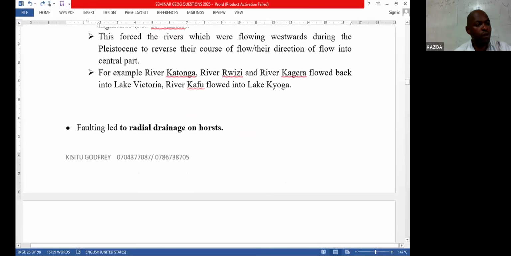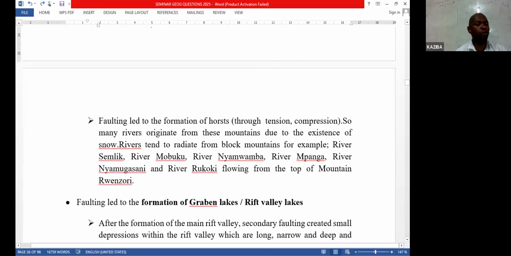Then faulting led to the formation of a radial drainage pattern. Now, radial drainage pattern is where you have faulting leading to the formation of Mount Rwenzori.